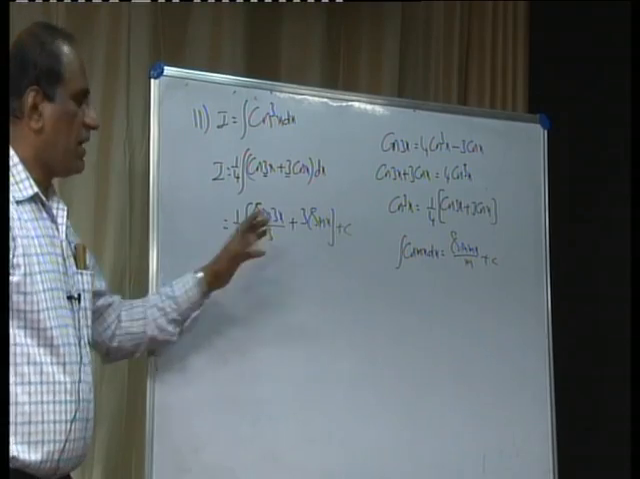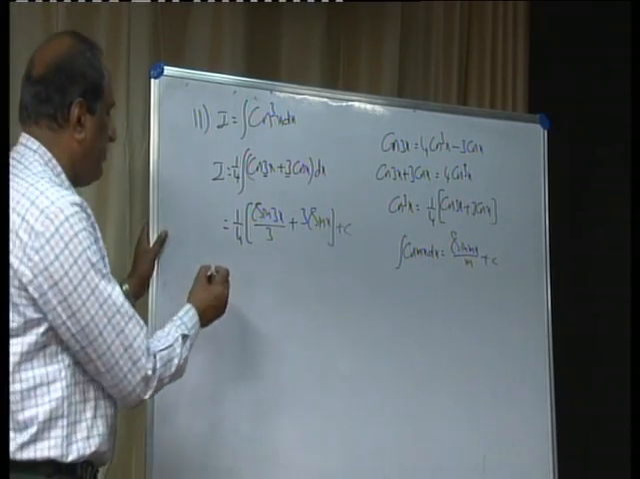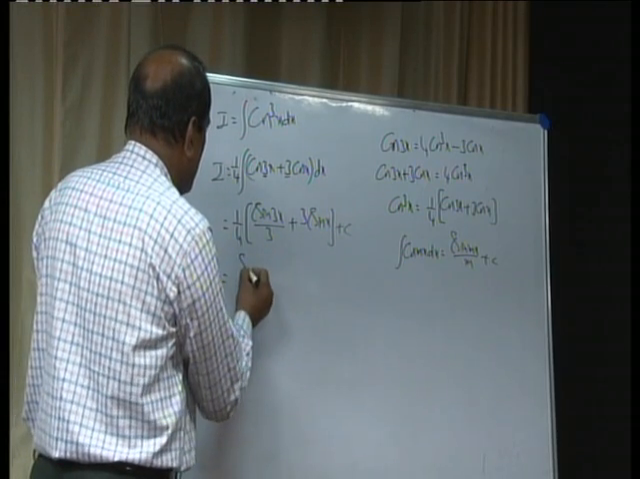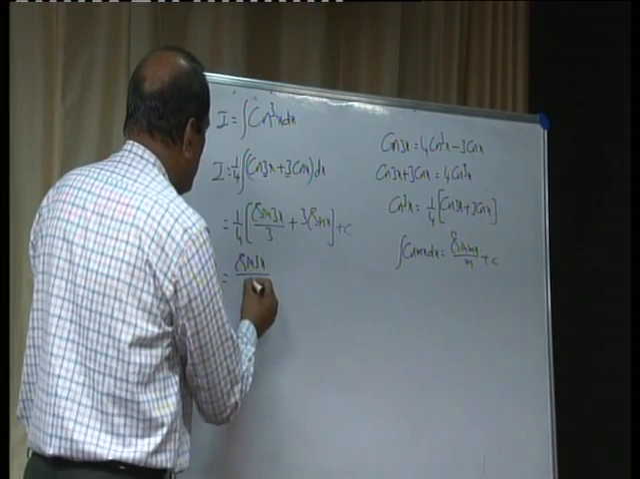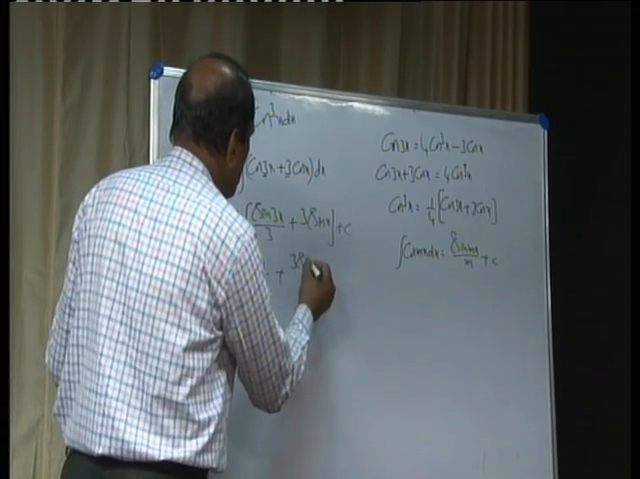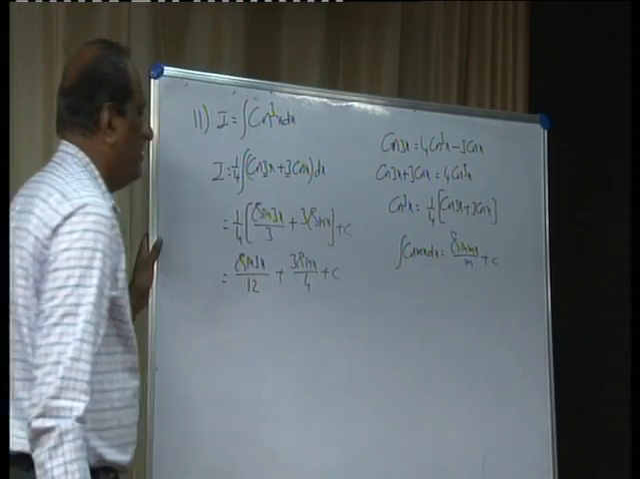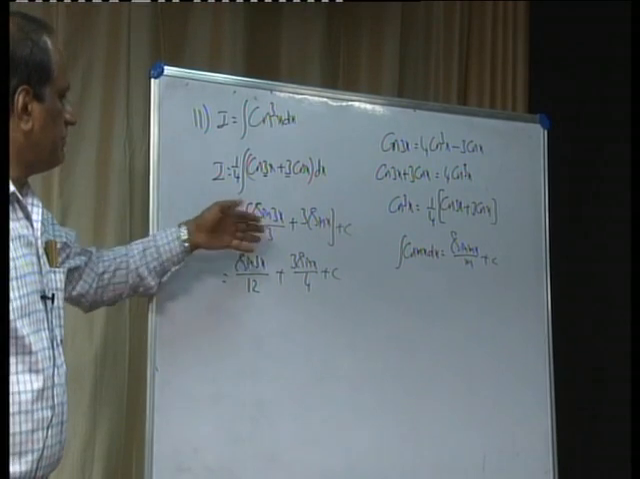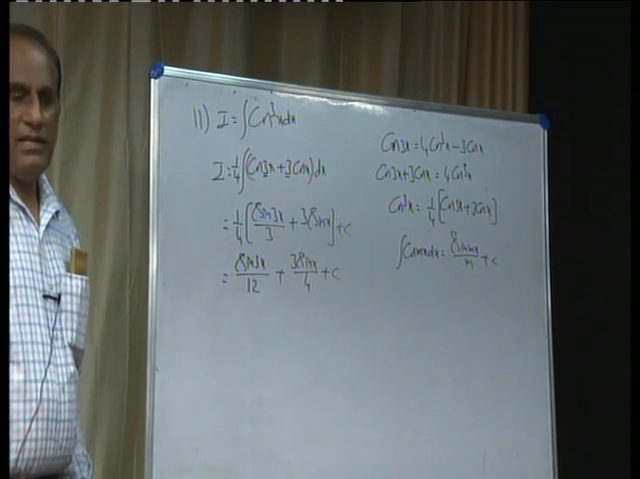You can keep the final answer as it is, or if you want to remove the bracket, it is sin 3x divided by 4 into 3, which is 12, plus 3 sin x divided by 4, plus c. So this is the final answer. You can keep the answer at this stage or after removing the bracket.